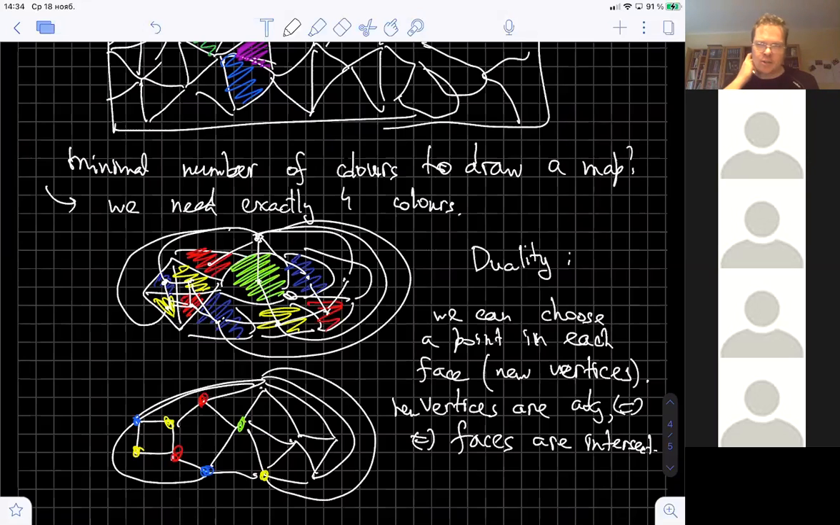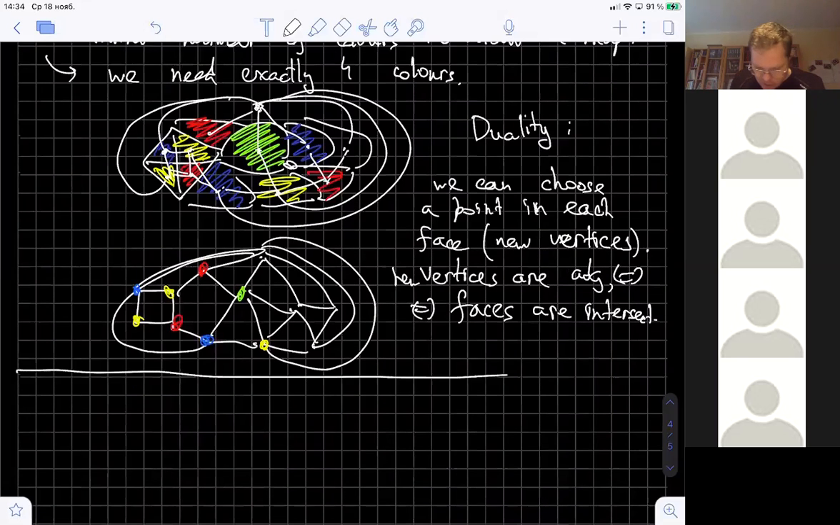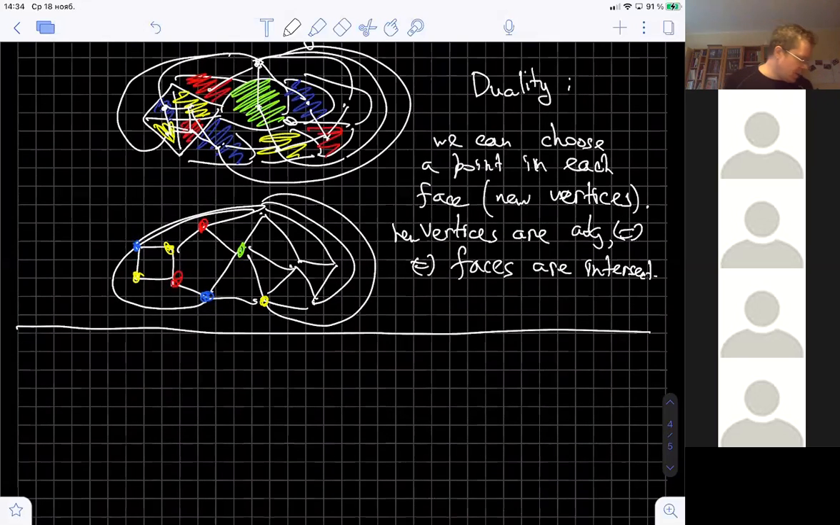Okay, so the last topic, considering planar graphs, will be the classification of regular polyhedra. Do you know anything about this? Do you know what we mean by a regular polyhedron?